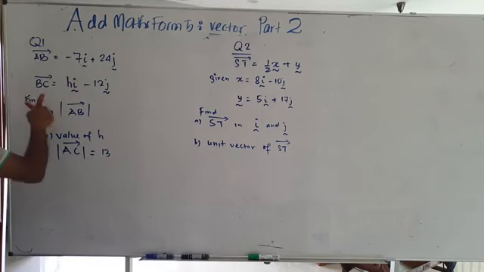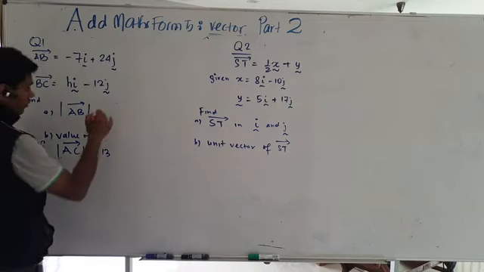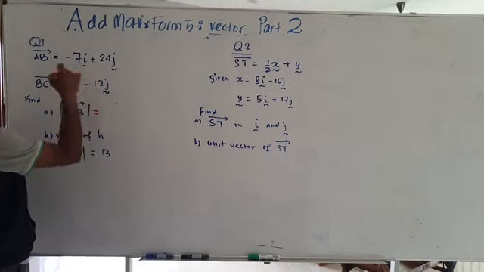AB is given and BC is given. You're supposed to find the magnitude of AB. Alright, so this is called the magnitude of AB. So how to find AB's magnitude? It's quite simple. I think I've told you before. It is similar to Pythagoras theorem.